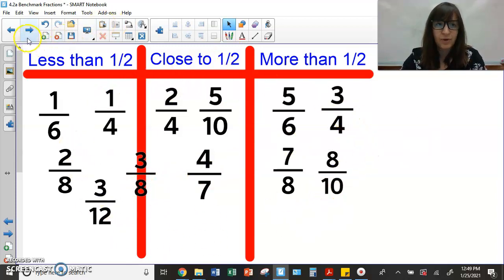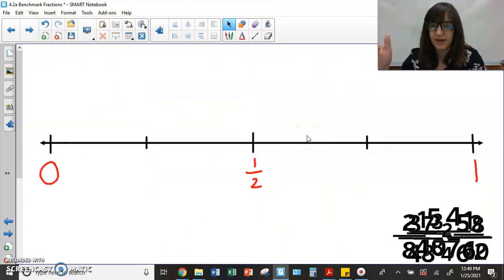So now we've looked at them in categories. We're going to look at these same fractions, but we're going to put them on a number line to see how close they fall together. So I see 2/4 right here. That is equivalent to 1/2. So I'm going to stack that right here because I have my halfway mark, my closer to 0 mark, and my closer to 1.